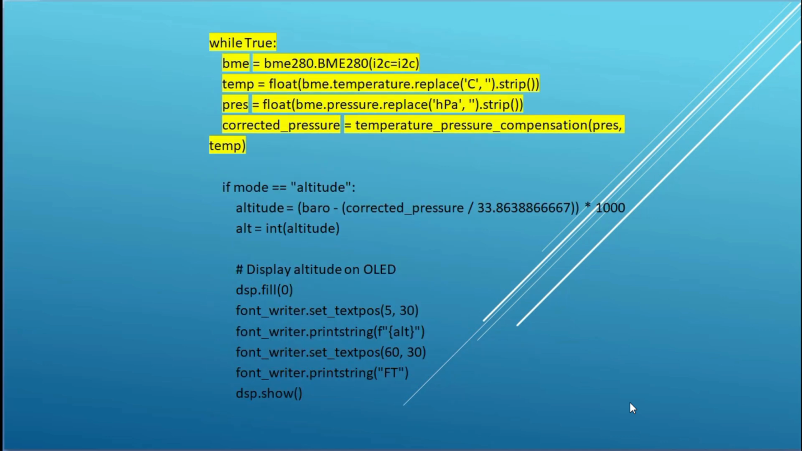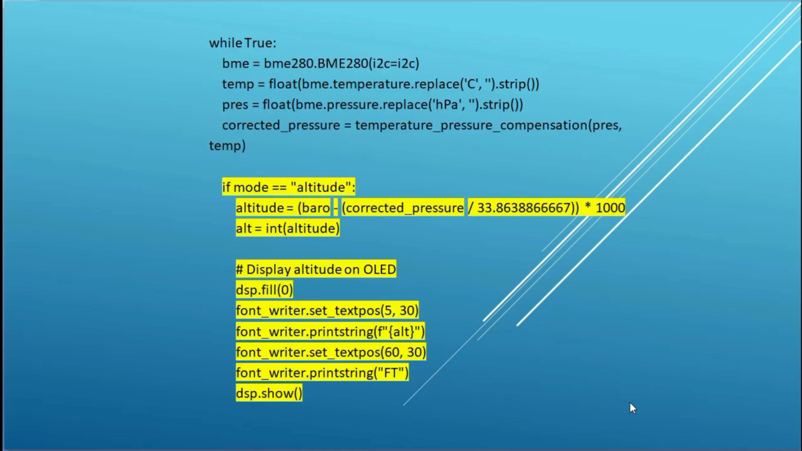This is the main program, and each iteration of the loop starts by reading the temperature and pressure from the BME 280 sensor. The raw pressure is compensated for temperature using the temperature pressure compensation function. If the program is in the altitude mode, it calculates the altitude from the current barometric pressure and the compensated pressure reading, and then it converts it to feet. It then displays the calculated altitude on the OLED and refreshes that every second.